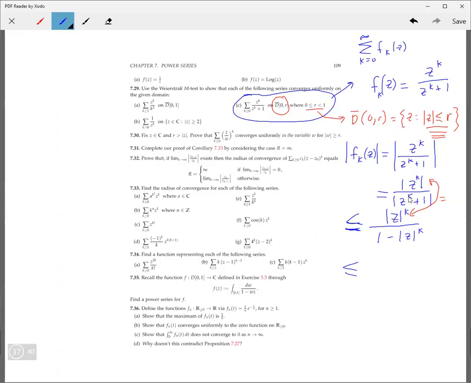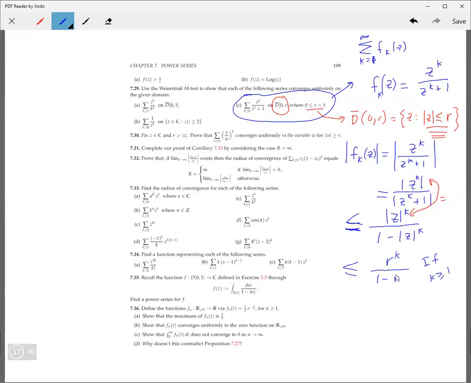Okay, now the modulus of z is less than or equal to r. So that's where we apply this. That's r to the k. This right here, the largest that this is going to be is when this is 1, so 1 minus r. Okay, this is if k is greater than or equal to 1.